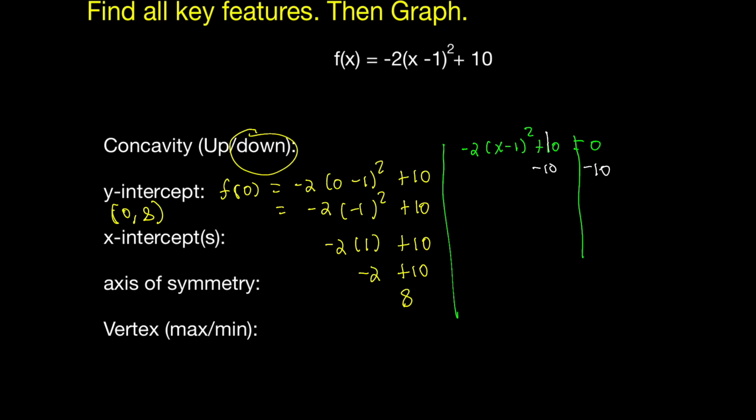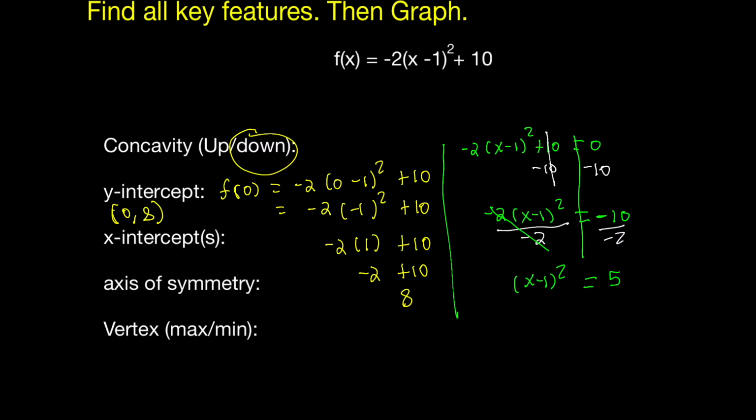And then on the left-hand side, the 10s are going to cancel out, and we're going to be left with negative 2 (x minus 1) squared. 0 minus 10 is negative 10. Next, we're going to divide both sides by the coefficient of negative 2. On the left-hand side, the negative 2's are going to cancel out, leaving us with (x minus 1) quantity squared. And on the right-hand side, negative 10 divided by negative 2 is going to be positive 5.